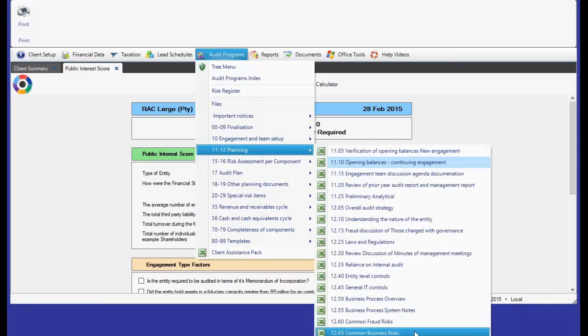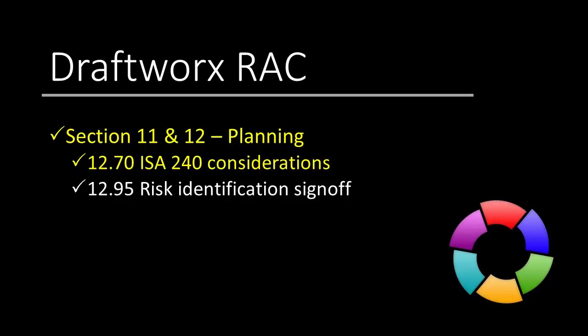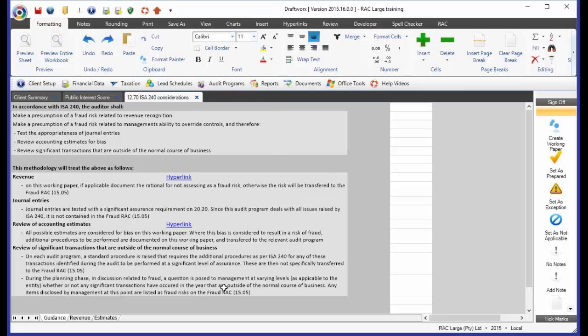Section 12 is going quickly now, but the next document I want to look at is 12.70. I want to spend a little bit of time on this document, quite an important one in the context of the audit. This is one of the very few places within RAC where we've taken the ISAs and copied and pasted the information directly out of the ISA into the guidance of this working paper.